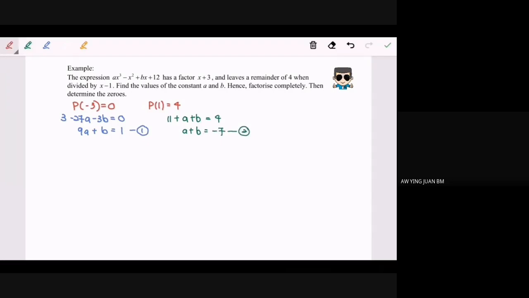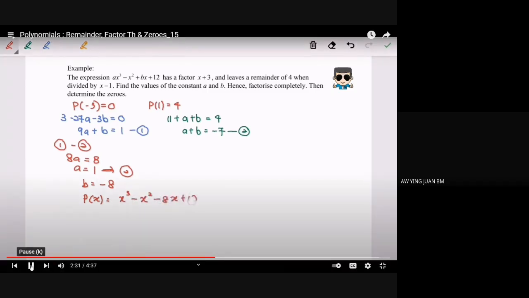By doing the simultaneous equations, I'm going to take equation 1 minus equation 2, and I will have 8a equals 8, and a will equal 1. By substituting a equals 1 into the second equation, I will have b equals negative 8. As usual, rewrite the expression. That will be my first part.